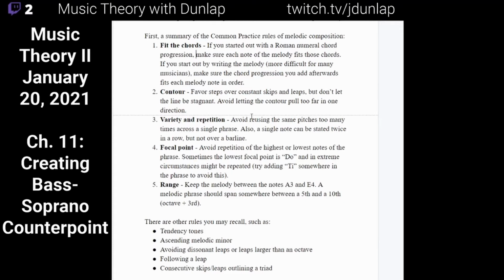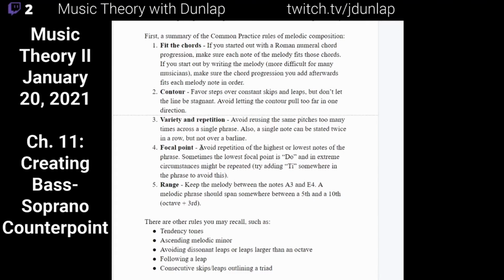You can state it twice in a row, but don't do that over a bar line, like beat 4 or beat 3 or whatever is a C, and then the next measure begins with a C. You want to do it in the same measure. And if we're doing half notes, then it would just be C, C in the same measure.